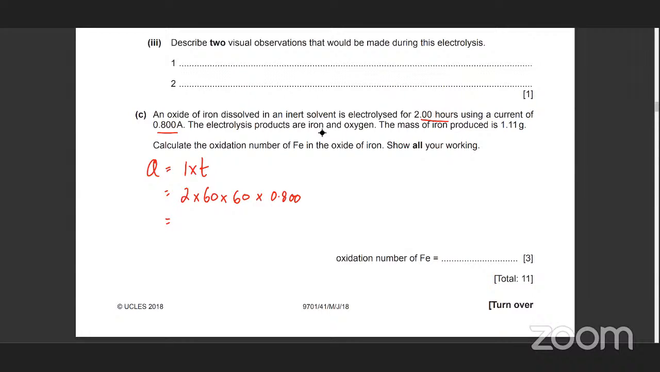Is it 5,760? How much? 5,760. Yes. That's the charge that's flowing through the circuit. Now, once you have the charge, you can use Faraday constant. Faraday constant is that you know that 1 mole of electrons carries a charge of 96,500 coulombs. So you could use ratios.